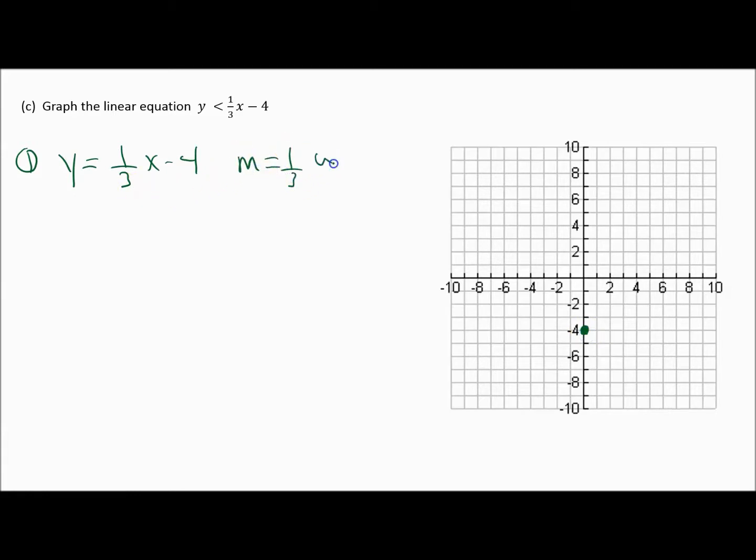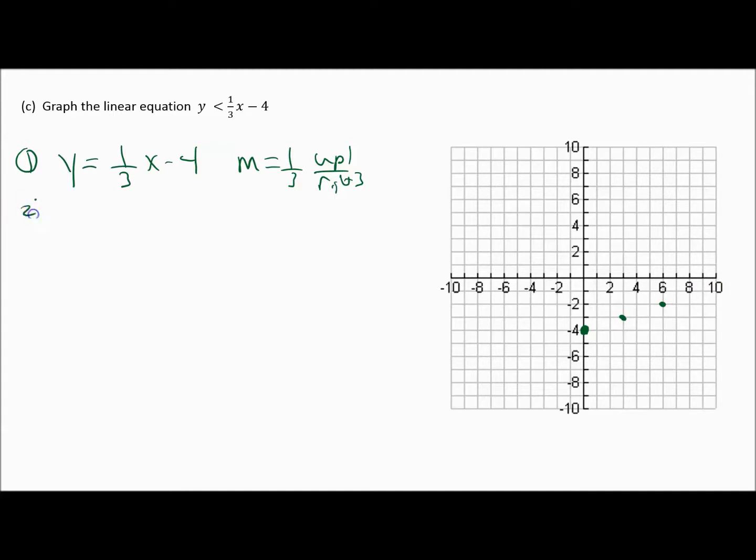What does that mean to do? Up 1, right 3. Again, if this is confusing to you, go back and watch the videos about graphing and practice a lot of that before you do this. So you count up 1 and right 1, 2, 3. We could do it again, count up 1 and right 1, 2, 3.